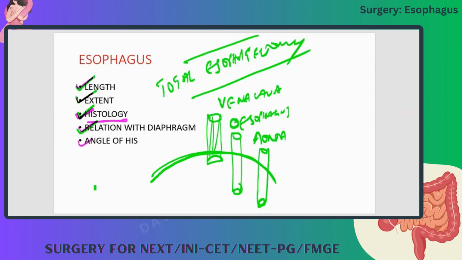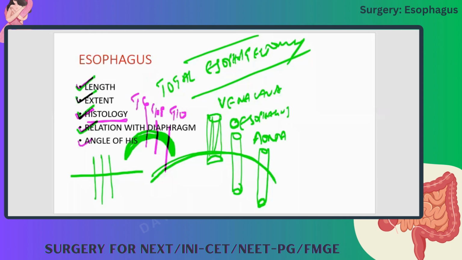Because the diaphragm is not flat like this. It is dome shaped, cone shaped. So at one level the vena cava opens, at the next level below the esophagus opens, and then the aorta opens. So the levels are T6, T8, and T10. Remember, 6, 8, and 10. Easy.